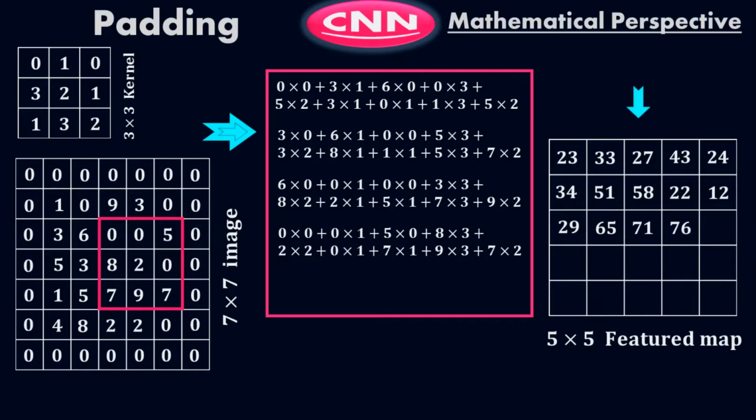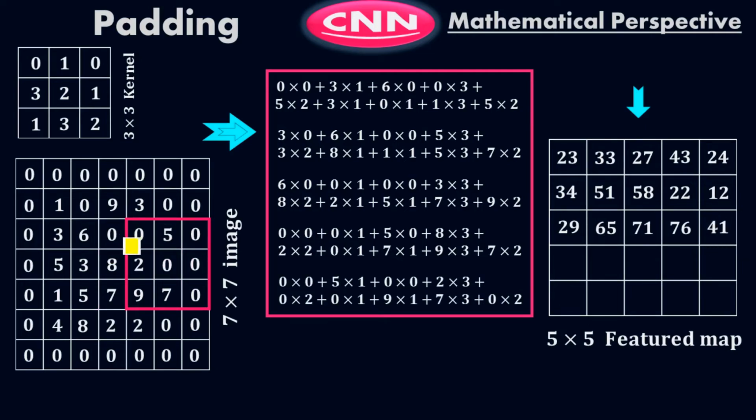Then leave the fourth column and pick this 3 by 3 matrix. Take its product with the kernel. You will get 41. Again, it is a simple product.